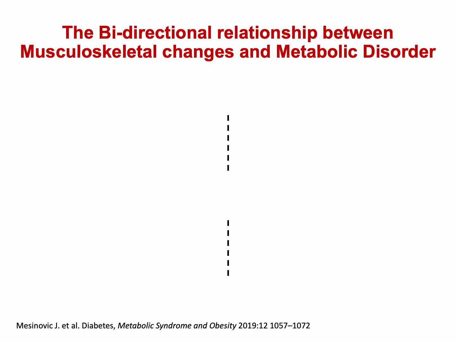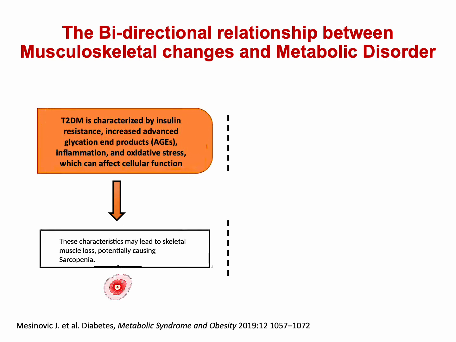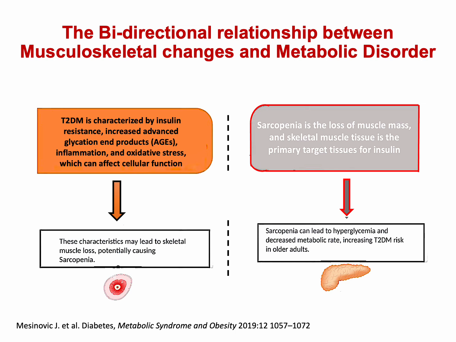Type 2 DM, because of its insulin resistance and other pathophysiologic mechanisms, leads to muscle loss, potentially causing sarcopenia. Conversely, sarcopenia, characterized by loss of muscle mass, reduces peripheral glucose disposal, thereby increasing the risk of type 2 DM in older adults.